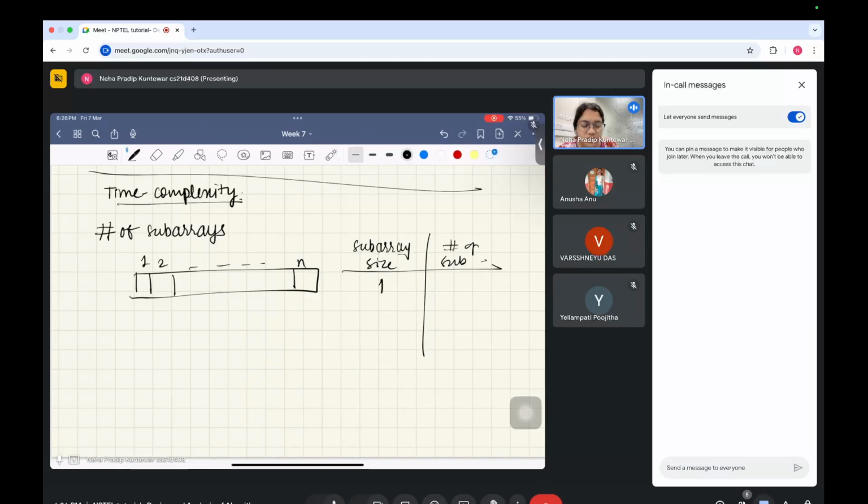If I take my size to be 1, then there are exactly n many subarrays. But if I take my subarray size to be 2, then how many subarrays can there be? Well, 1 comma 2 is one possibility, 2 3 is another possibility, 3 4 is another possibility, and so on up to n minus 1 comma n. This is the final possibility. So how many of these are there? These are n minus 1. So I'll write n minus 1 here. Similarly, if I take subarray of size 3, then what is the total number of subarrays that you can have?